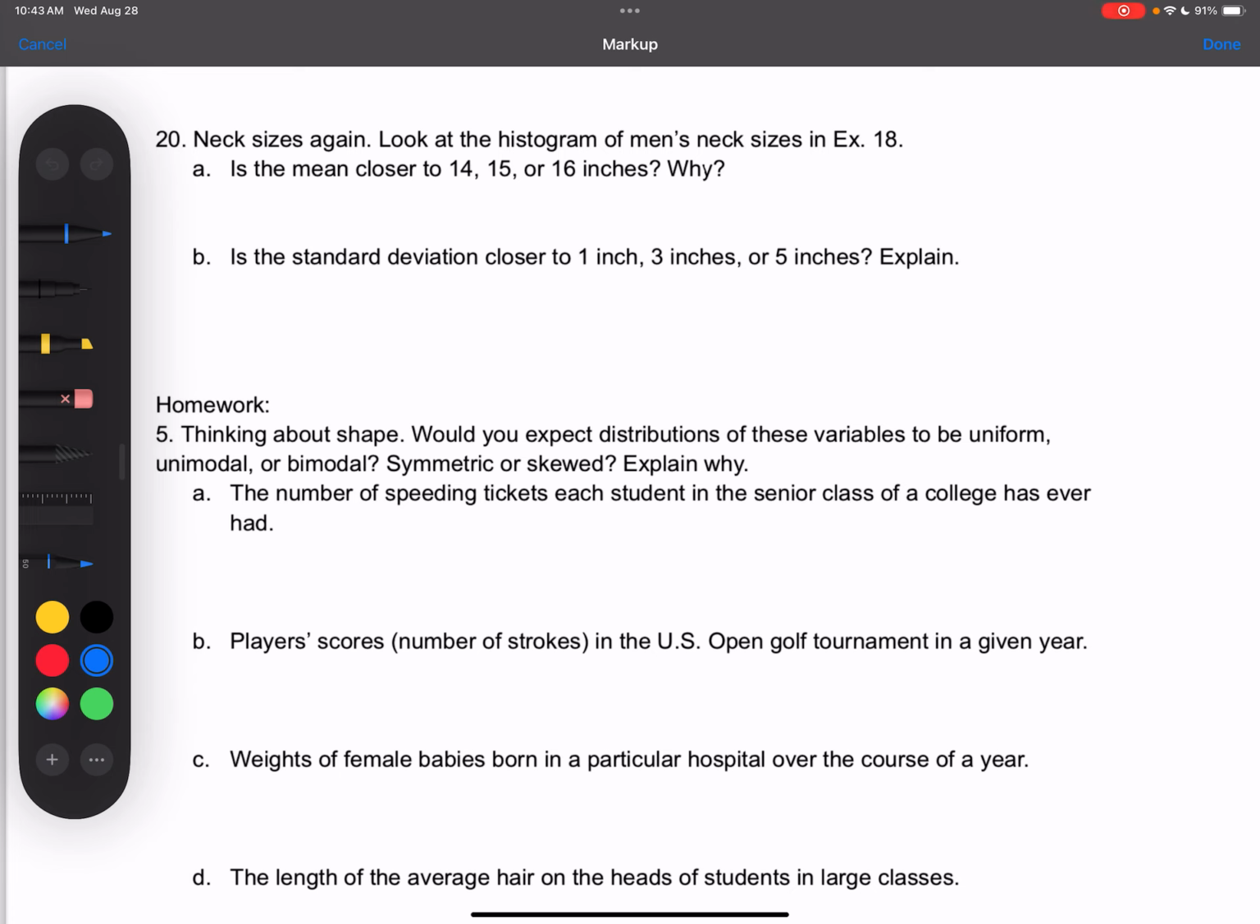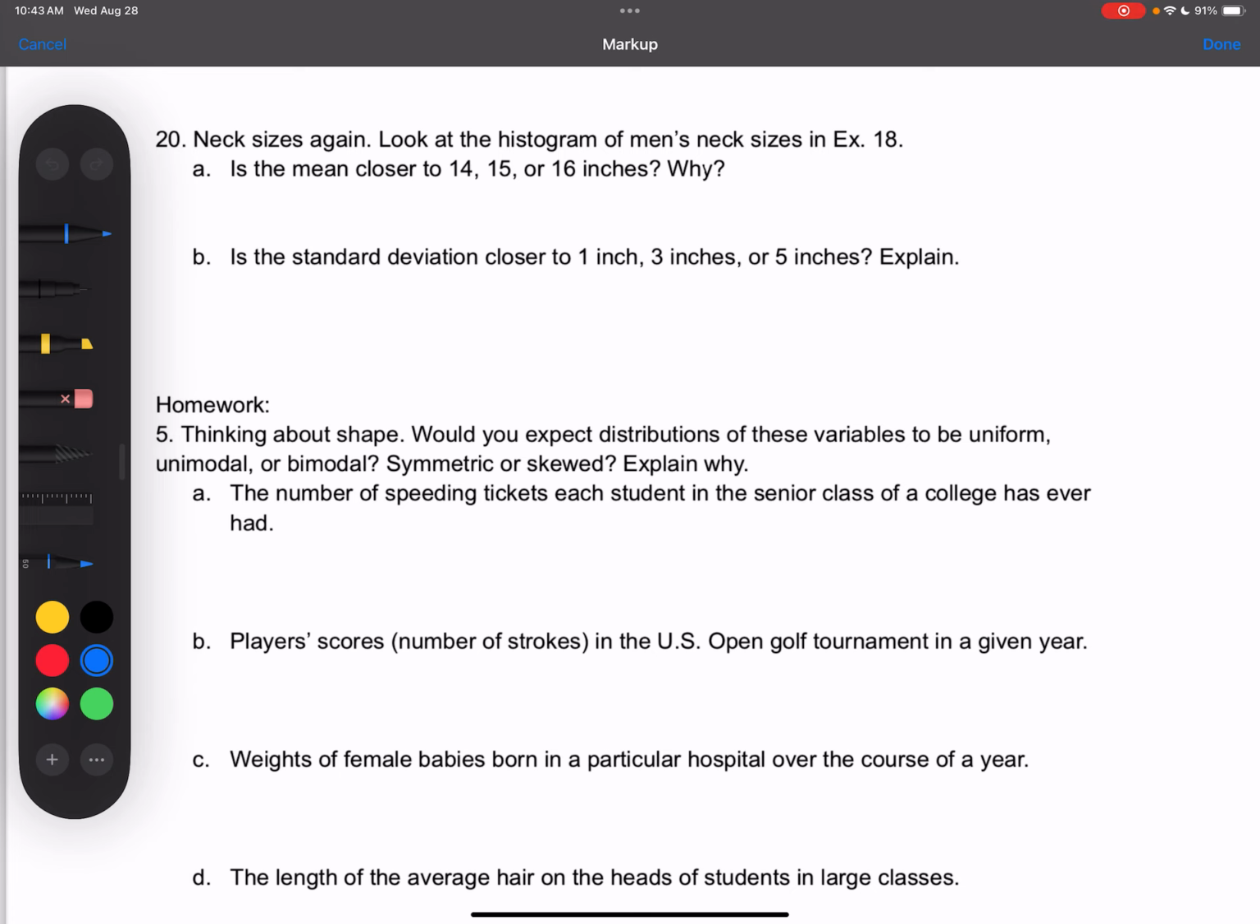So, continuation of neck sizes, as it says, neck sizes again. Looking back at that histogram, the same picture, number 18 goes with number 20. Is the mean closer to 14, 15, or 16 inches, and why?